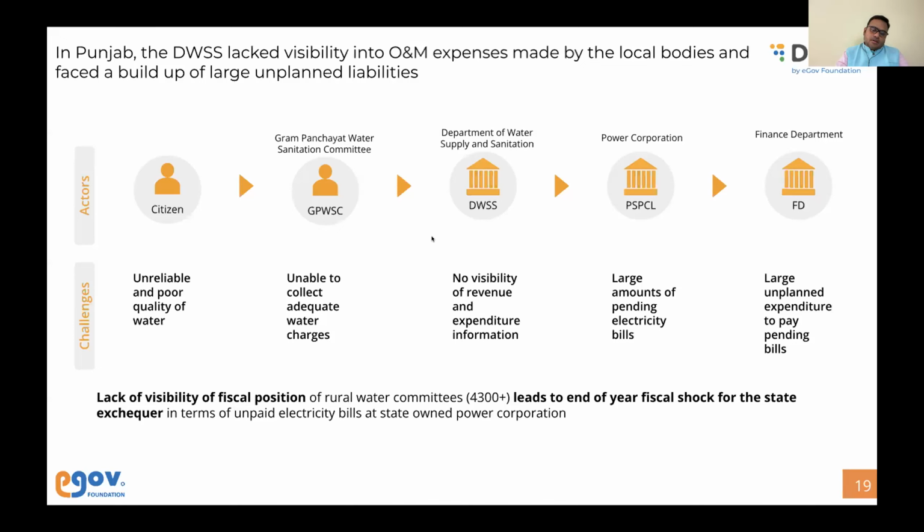The Power Corporation has bills raised against each GPWC for delivery of water. Normally, 60% of their monthly expense is electricity. And for the electricity, the Power Corporation, the electricity bills piling up without being paid was a big challenge. And since water is a political subject, the Finance Department will end up having to get involved and say, this outstanding amount of money will be paid for by us. So this continuously led to fiscal shocks at the end of the year for the Finance Department. So how did we address this lack of visibility, right?